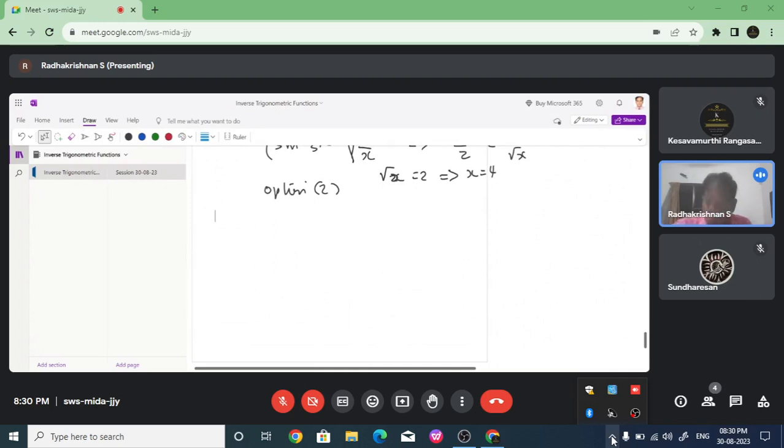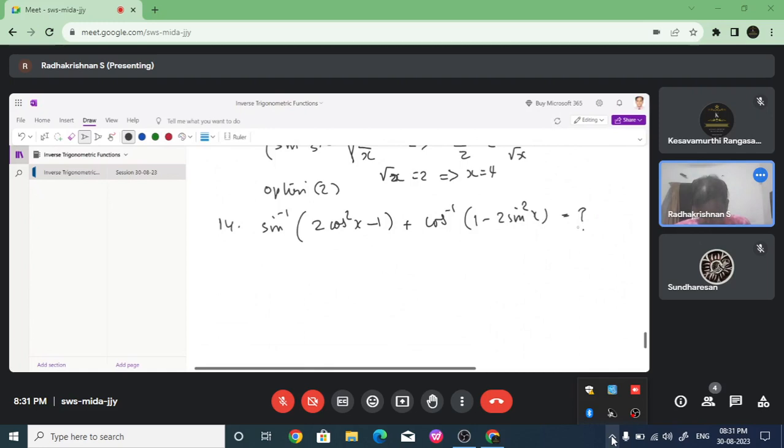Let's go on. Problem number 14, right? Sine inverse of 2 cos square, it will look a bit complicated. Actually they are all very easy. What is the value of this? Sine inverse of 2 cos square x minus 1 plus cos inverse of 1 minus 2 sine square x. Think about it.